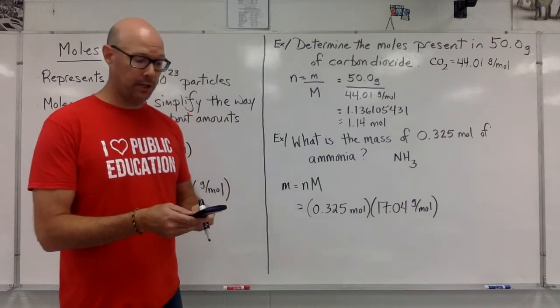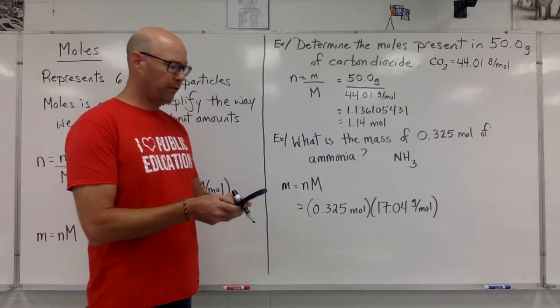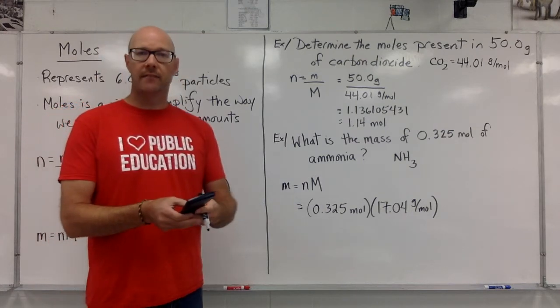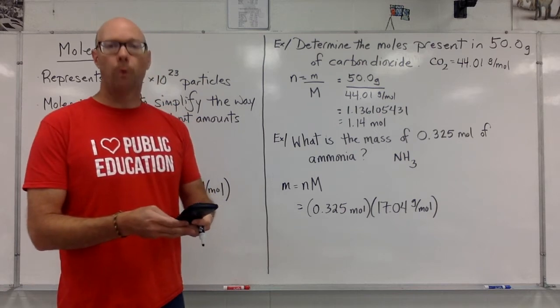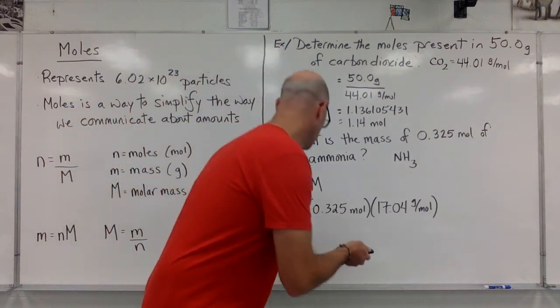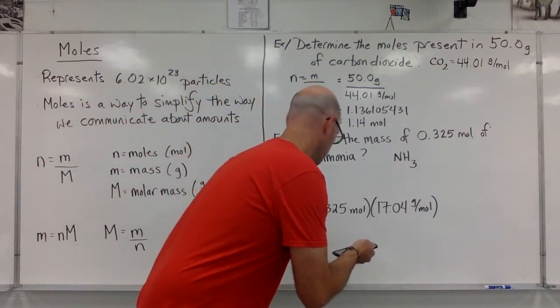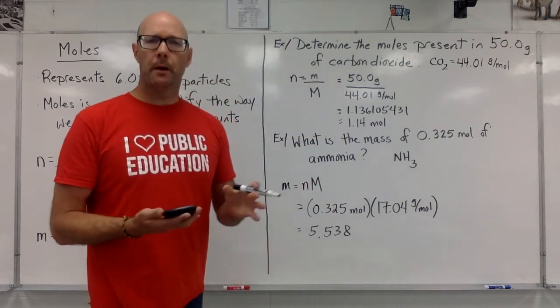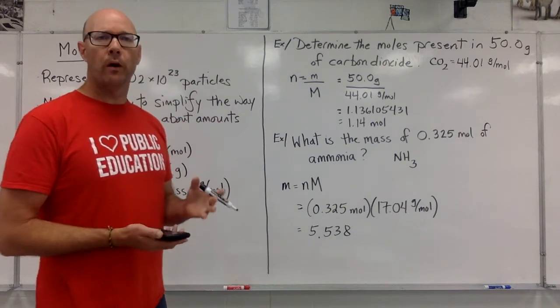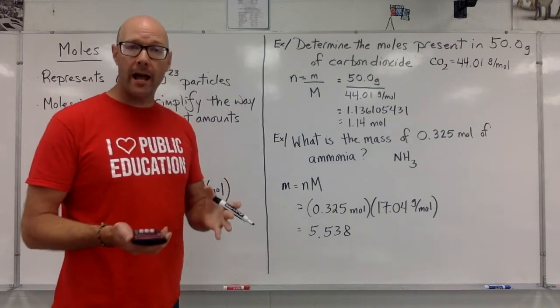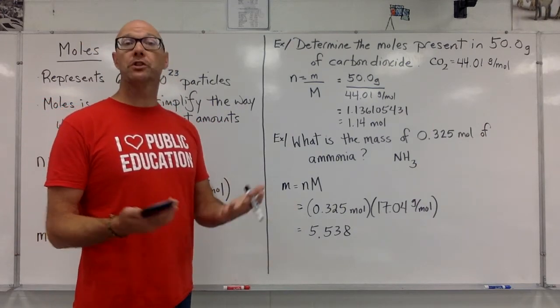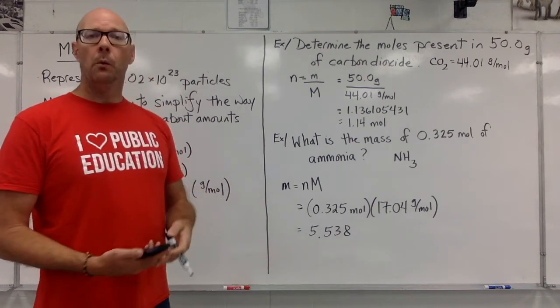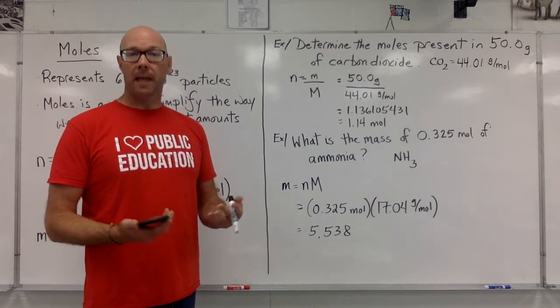Now I do my calculation. 0.325 times 17.04. What shows up on my calculator screen is 5.538. That's the raw answer. It's the answer, but it's not quite finished yet. It's raw. We need to think about the significant digits and the units.